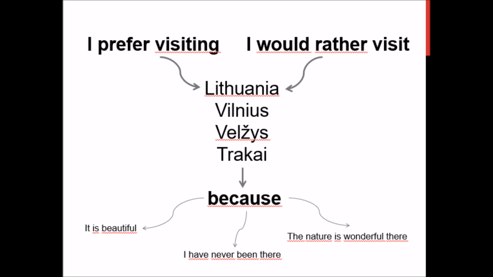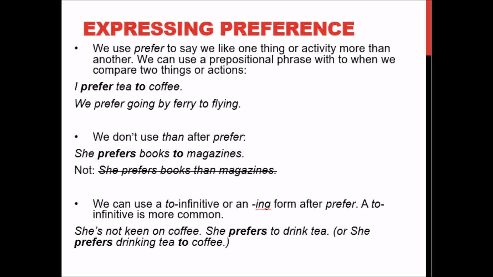When we express preferences, we can use both "I prefer visiting" and "I would rather visit." For example, I prefer visiting Lithuania because it is beautiful, or I would rather visit Lithuania because it is beautiful.